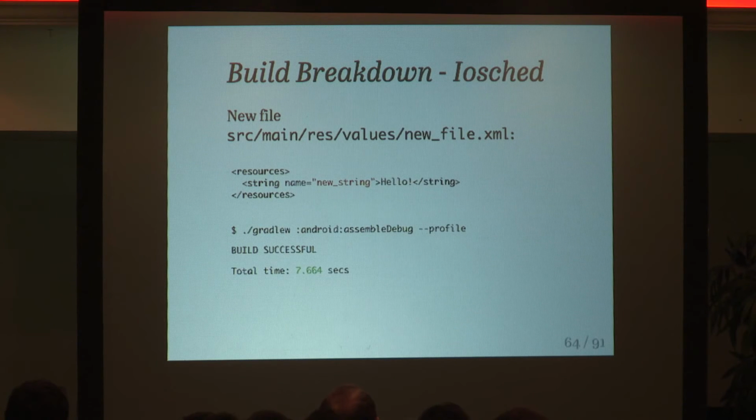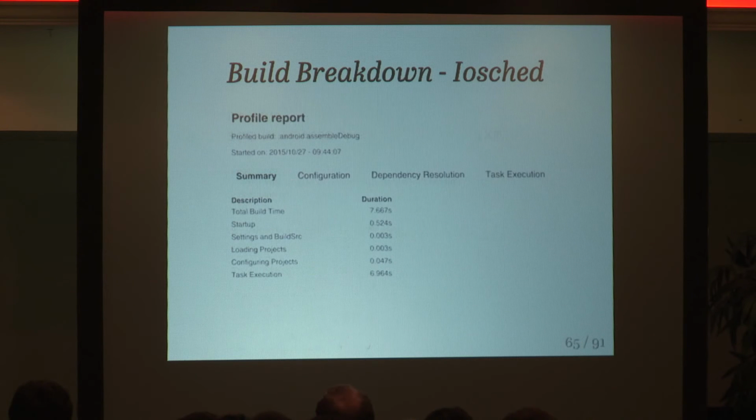So to measure these paths, the easiest way is just to add a new resource, because then we will basically run a full build. We will need to process the resources, and since we're adding a new resource, it will also touch the R.java file and add an integer ID for our newly added resource. In this case, I'm just adding a new string and then profiling the build. And it takes 7.6 seconds on my machine.